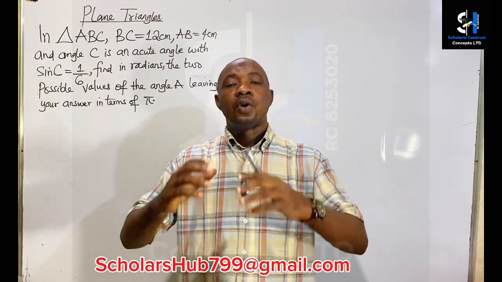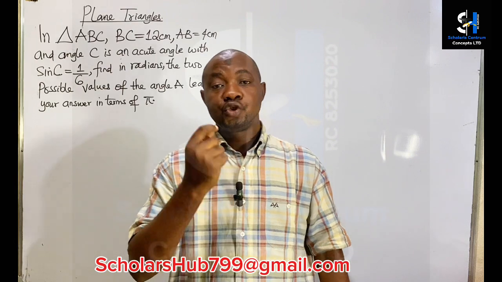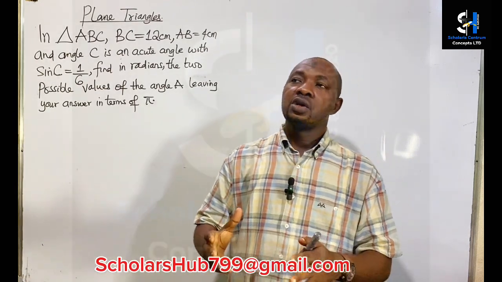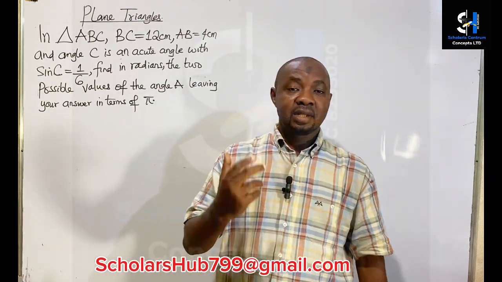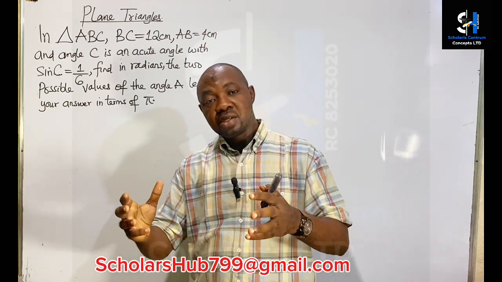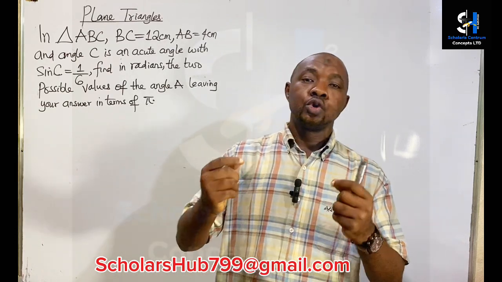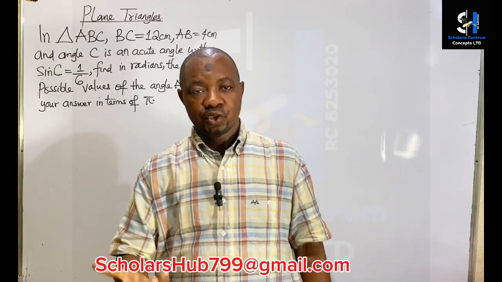All of these shapes have one name, and the name is what? Triangles. So plane triangles are triangles that lie in a single plane. That is, the vertices and sides of these triangles are contained within what we call a two-dimensional flat surface.